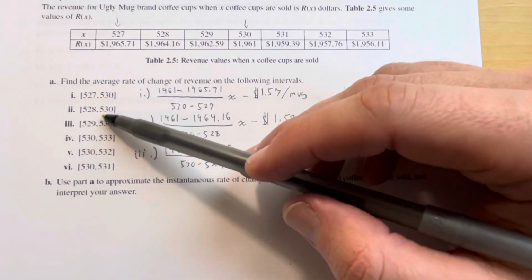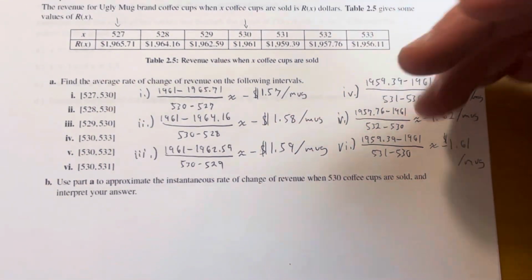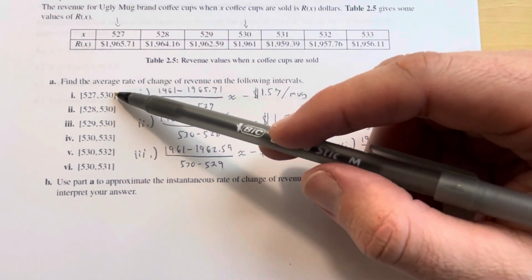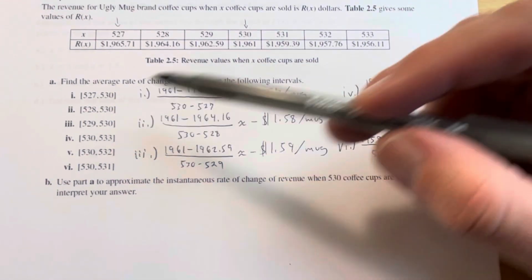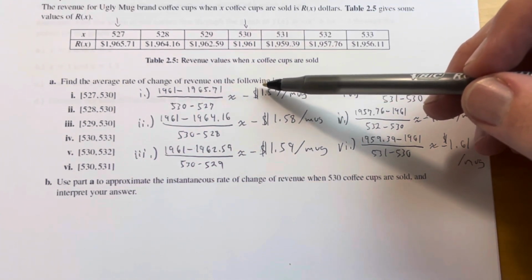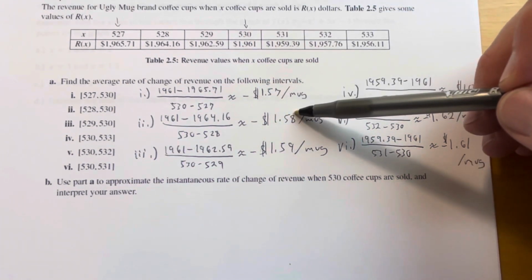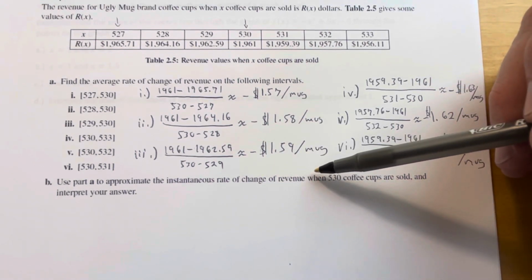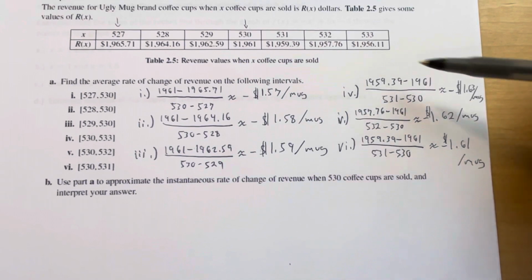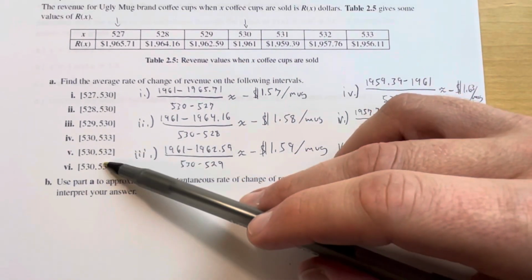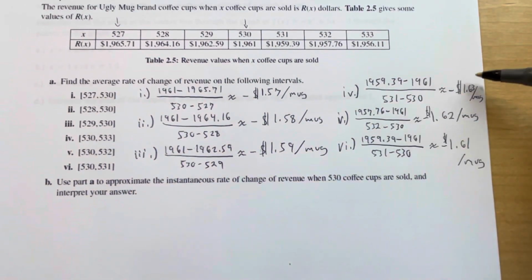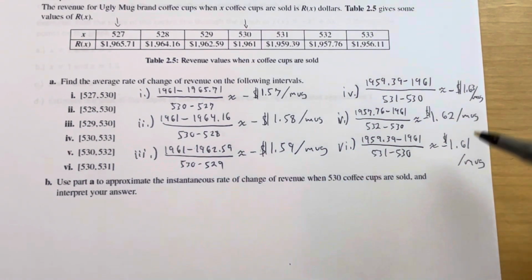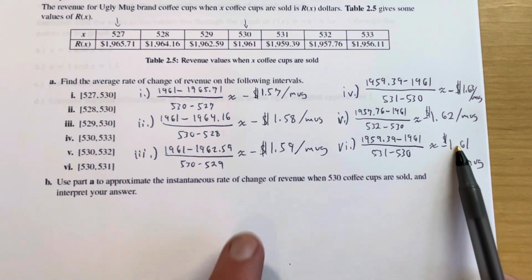Remember, as this interval gets smaller and smaller, I should be getting a better and better approximation for this. So the smallest interval out of these first three is this last one. And that means I went from negative 1.57 to negative 1.58 to negative 1.59. This is the closest to that actual rate of change that I'm looking for. Same thing here. For 4 through 6, the intervals got smaller and smaller, so we had negative 1.63, negative 1.62, negative 1.61. This is going to be the best approximation out of those three.